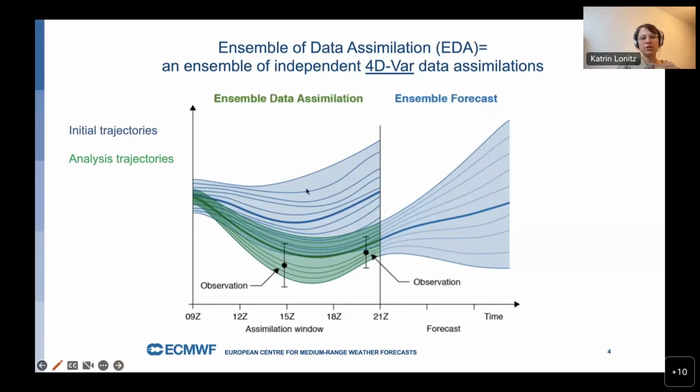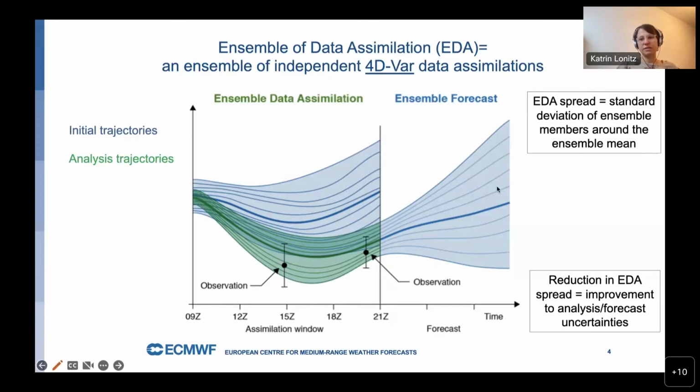And the width of the envelope shows you more or less the spread. So then, in a data assimilation system, you have the observations in our assimilation window. In our case, it's 12 hours. And if you then assimilate them to each single member, you get the analysis trajectory here in green. And then again, you can compute the width of this envelope. You compute the standard deviation to get a measure of that. We call it the EDA spread.